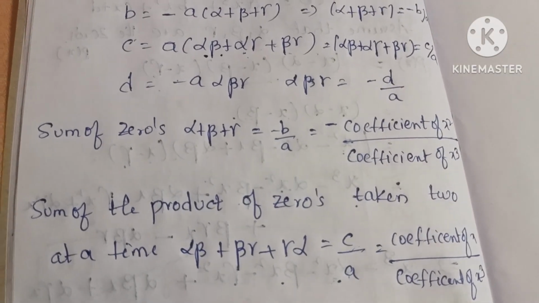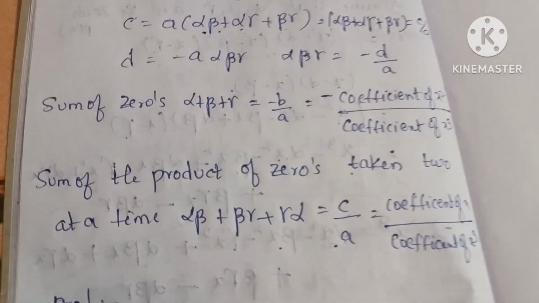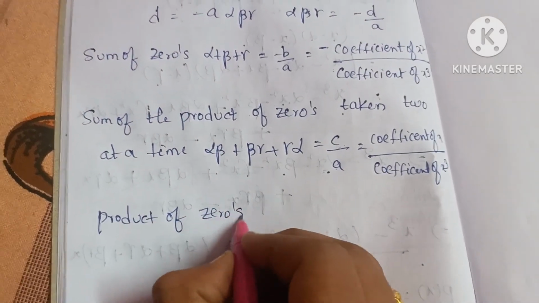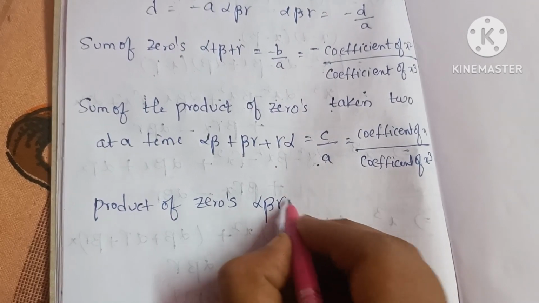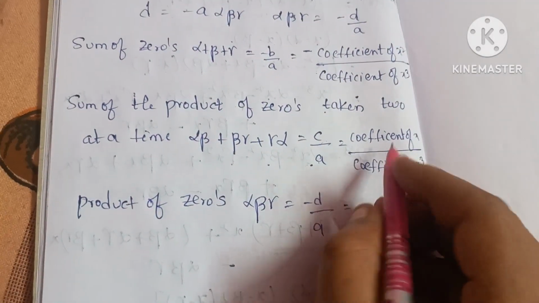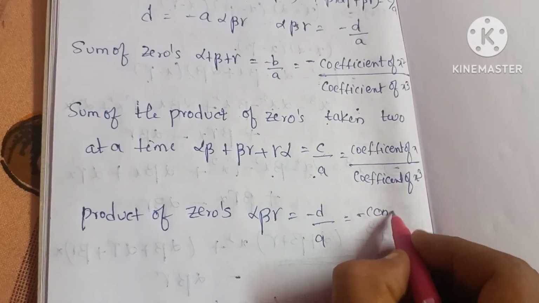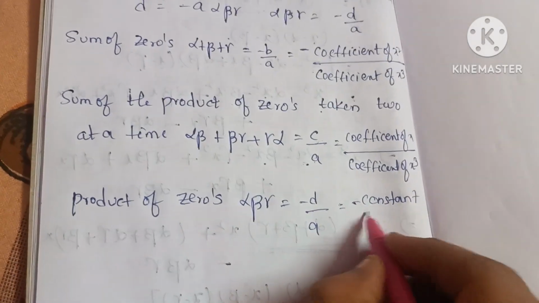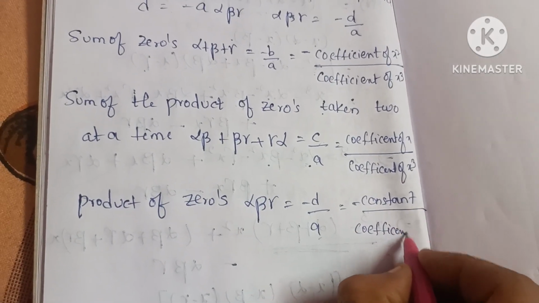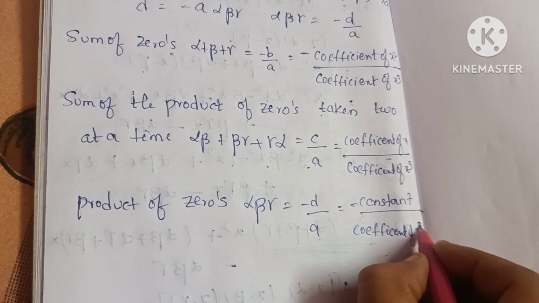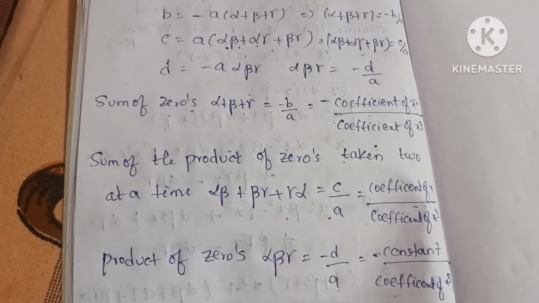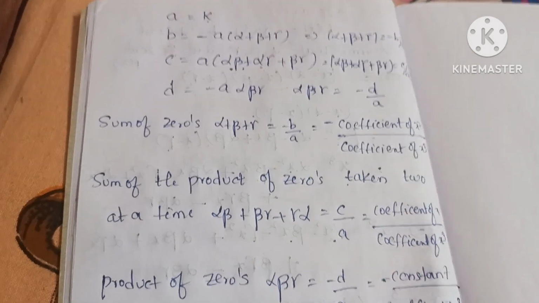Next, product of zeros. Product of zeros alpha beta gamma equals minus d by a. Here d is the constant. So minus of constant by a, which means coefficient of x cube. This is all about the relationship between zeros and coefficients of polynomials.